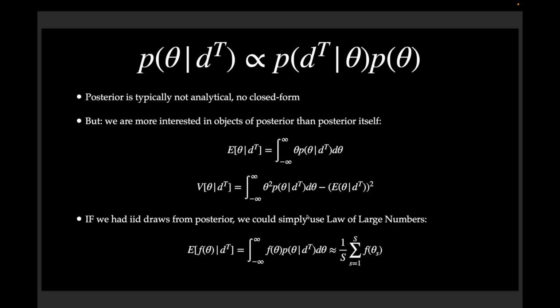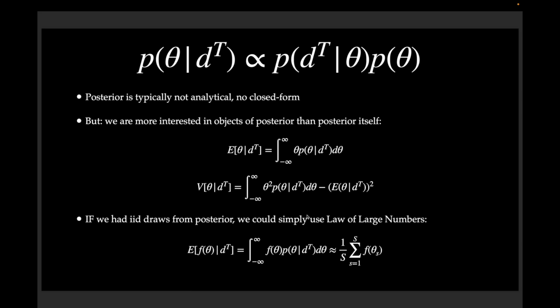And the key point is the law of large numbers that we can make use of. All these statistics are integrals. And if we somehow can get identically independent distributed draws from the posterior, so IID draws, then we can replace integrals by sums. We need a large amount of draws, but then whenever we're faced with an integral, we can just use the average on this statistic.